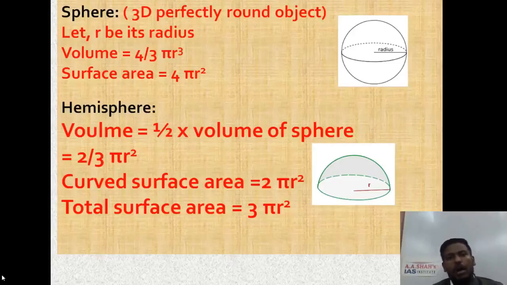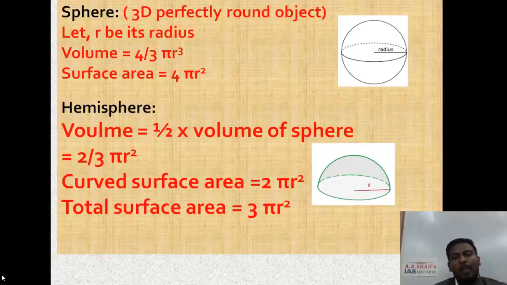What is a hemisphere? Half of a sphere is called a hemisphere, in the same way as we related the semicircle and the circle in the area section. We relate sphere and hemisphere in this volume and surface area section. So half of a sphere is called a hemisphere. Similarly, properties like volume go half over here. You can directly get the volume as half of that of the sphere, which for the sphere was 4 by 3 pi r cube. The volume for the hemisphere is going to be 2 by 3 pi r cube.